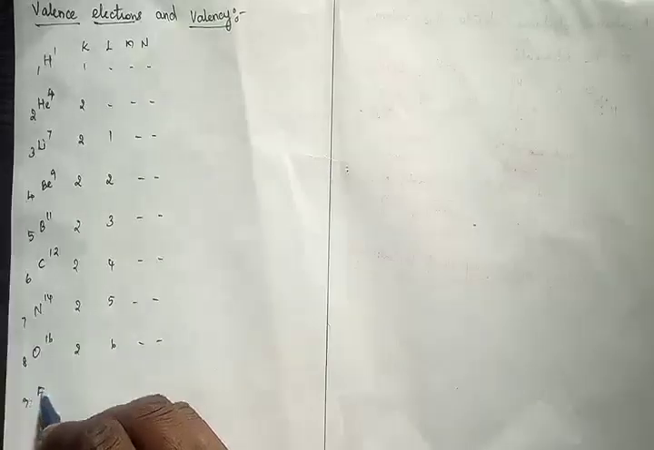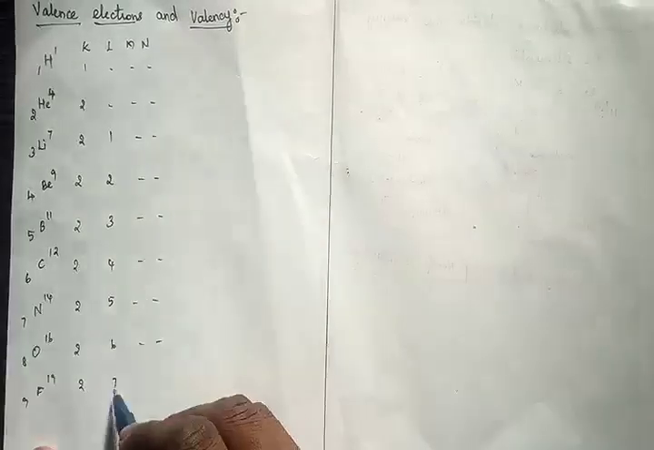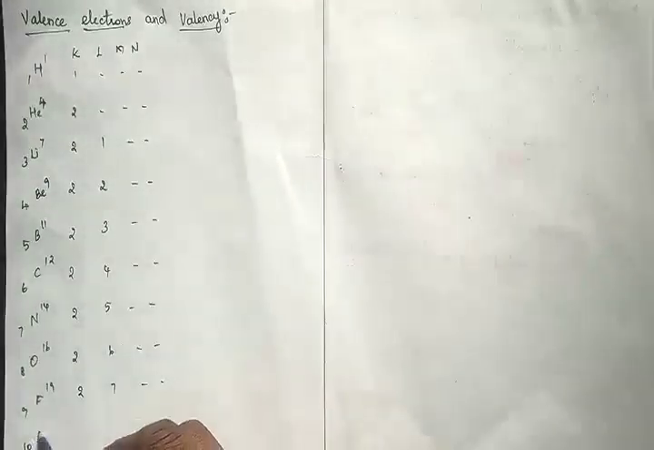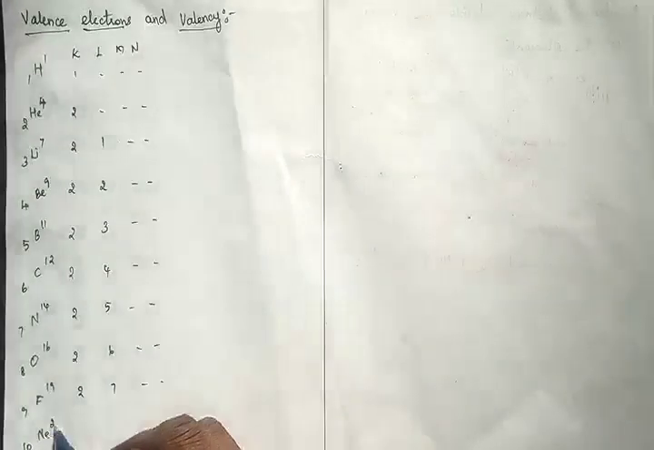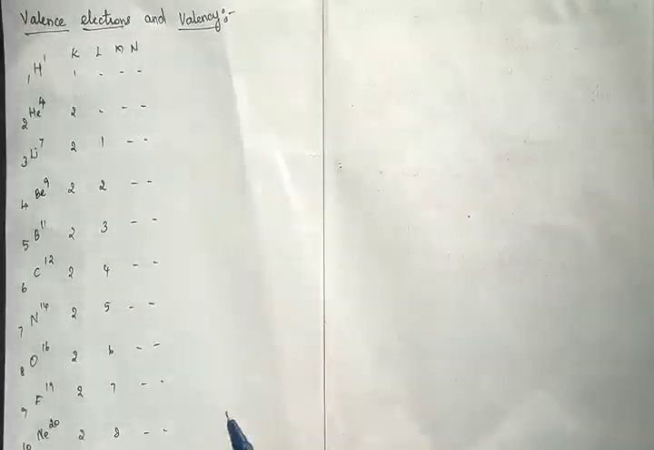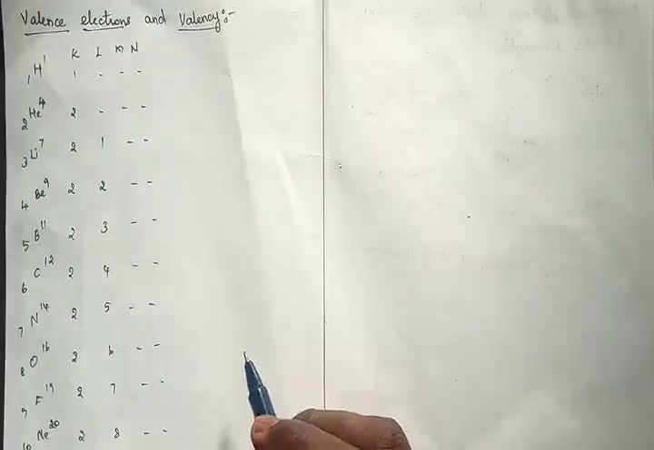Now come to the eighth one, oxygen, 16 it is, 2, 6. Others are empty. Next, the ninth one, fluorine, 19, 2, 7. Other shells are empty. Next, the tenth one, neon, 20 it is, 2, 8. The other shells are empty. So this we know already, my dear children, right?